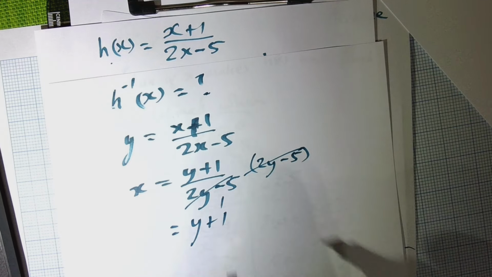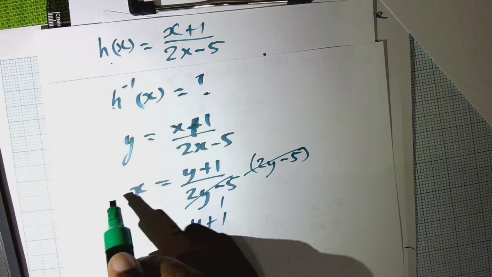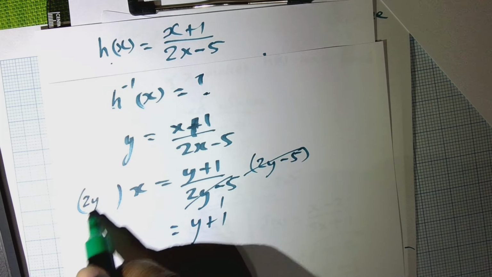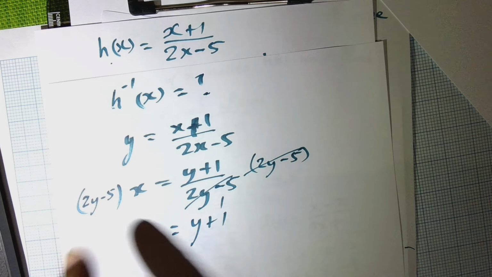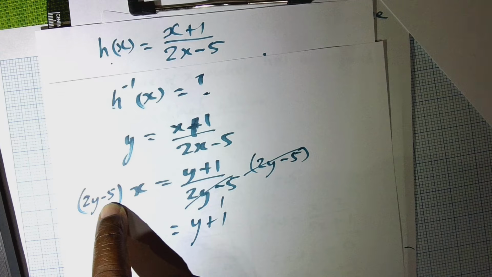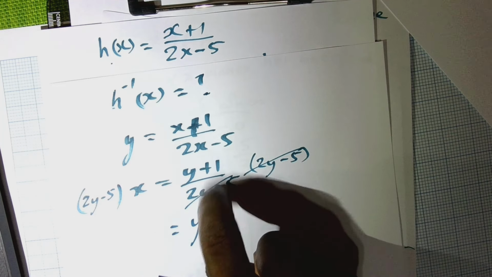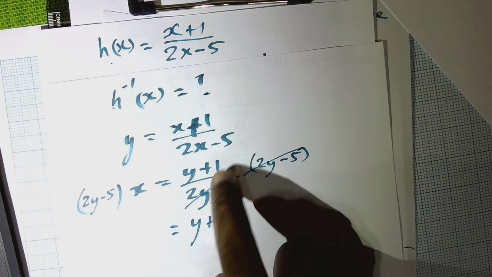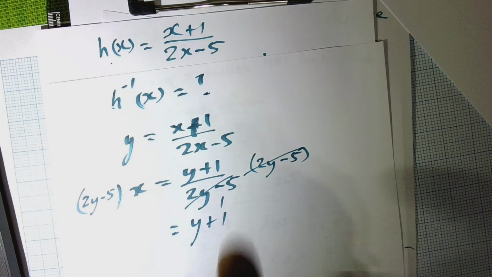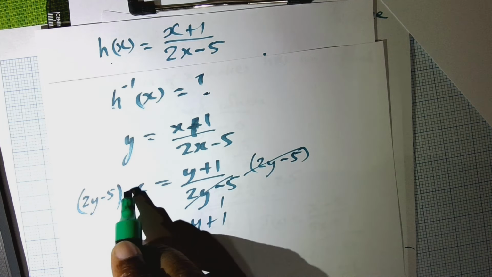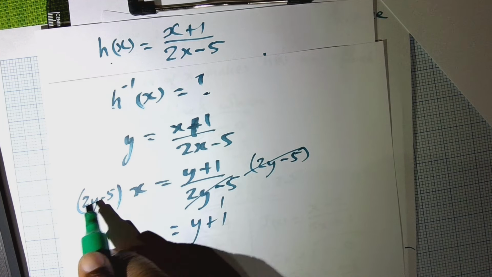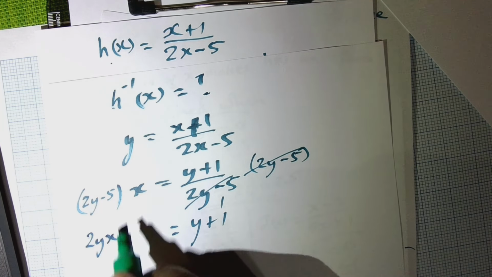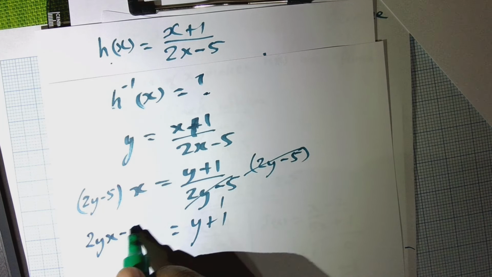Whatever we do to one side, we must do to the next. We're going to also multiply this side by the 2y minus 5. It cancels on this side, leaving us with y plus 1, which was our goal, to get rid of the denominator. And then we can distribute the x onto these now. x times 2y gives us what? 2yx, or 2xy. And x times 5 gives us negative 5x.